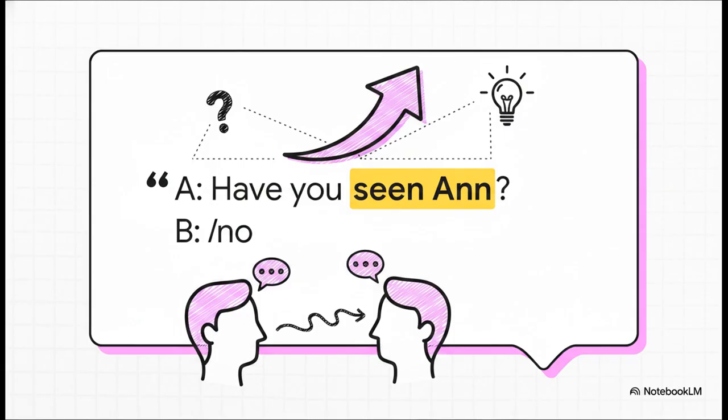The exact same mechanic works with no. Person A says, "Have you seen Anne?" Person B replies, "No." By using that rising tone, B isn't just delivering a negative fact. B is inviting A to explain why she's looking for Anne in the first place, or perhaps offering to help look. It is a complete invitation to elaborate.